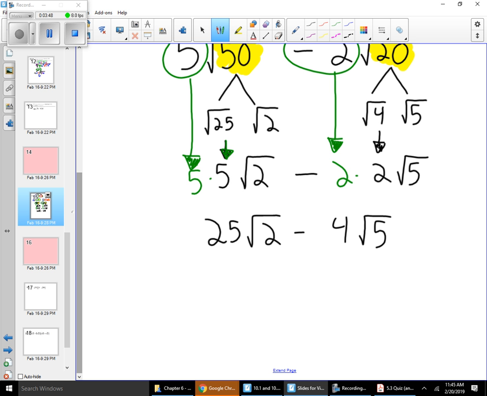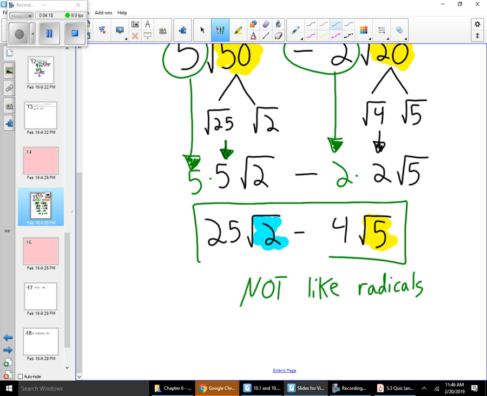So we have two terms here. It's really tempting to try to find a way to put these two things together. Unfortunately, on the right hand side, I've got a square root of 5. And on the left side, I've got a square root of 2. These are not like radicals, so we cannot combine them. In order to combine them, you need the same index and the same radicand. So because these two things are not alike, this is as far as we can go with this problem.